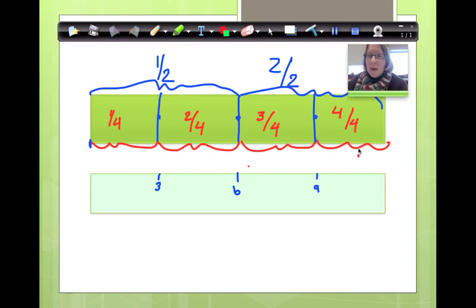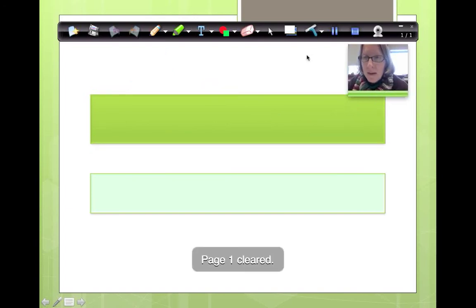Okay, now I'm going to erase this. When I erase this, I want you to turn your paper over to the other side. Okay? Now, my pencil back. Come on, pencil. There we go. I'm getting blue again.